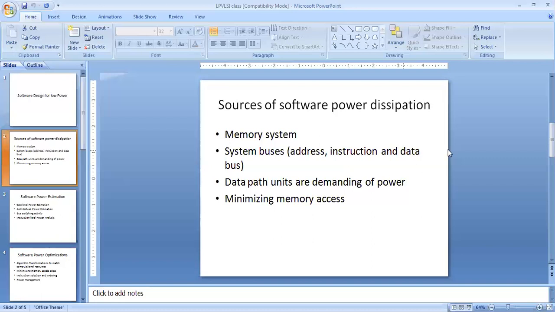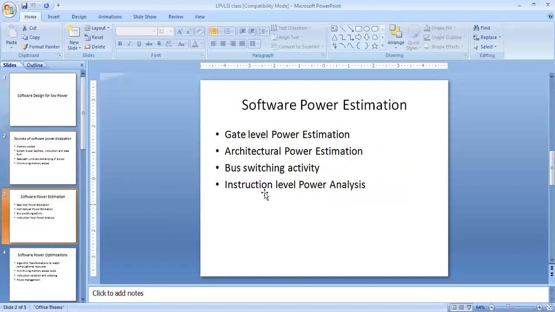Now you know what all the sources of software power dissipation are. The next topic is estimation. You have to estimate the software power. The next topic is software power estimation. So how will you estimate the software power?